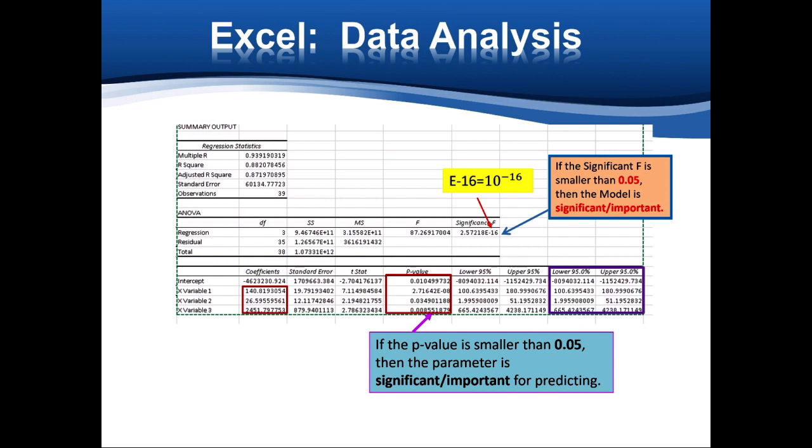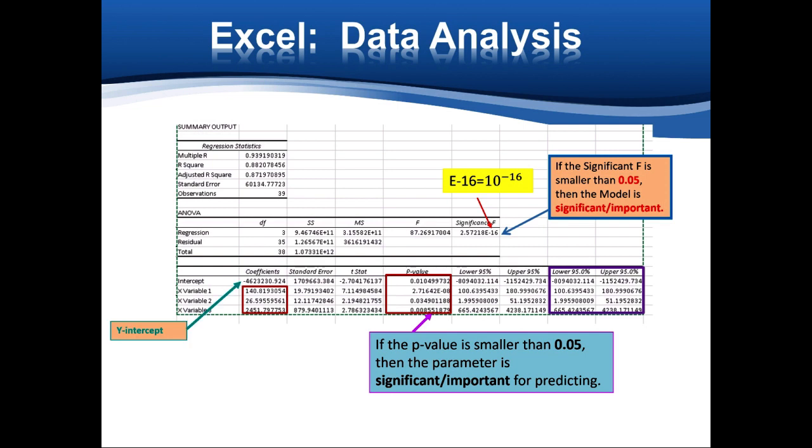Then we look at the p-value. If the p-value is smaller than 0.05, the parameter is significant. Here, the p-values for the parameters intercept, x1, x2, and x3 are all smaller than 0.05, so all the parameters are significant.